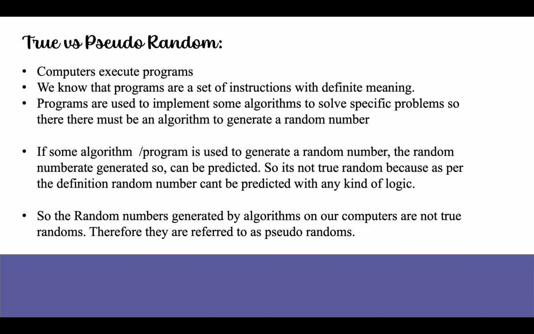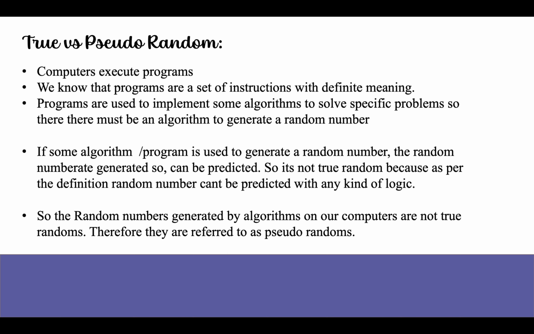We all know that computers execute programs, and programs are a set of instructions with definite meaning. So programs are used to implement some algorithms to solve specific problems. So there must be an algorithm to generate a random number. Now the question arises, if some algorithm or program is used to generate a random number, the random number generated with the help of the algorithm can be predicted.